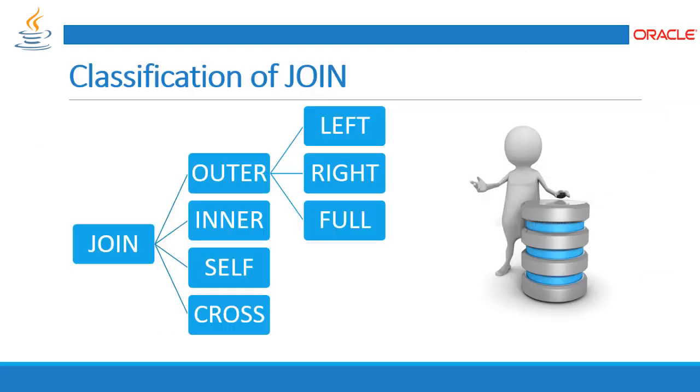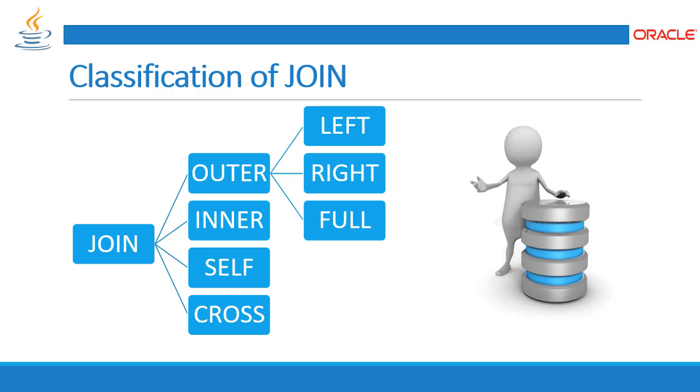So let's discuss the classification of joins. There are 4 types of joins in the detailed classification. We have outer join, inner join, self join, and cross join. So let's discuss these joins in detail. First, let's talk about the inner join.